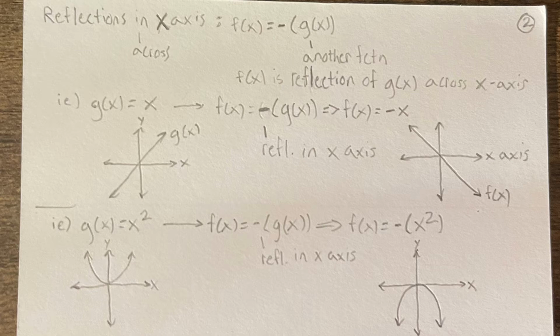Another example, g of x equals x squared, which is the parabola that opens up, f of x equals the opposite of x squared, same shape and size but mirrored or reflected across the x-axis.